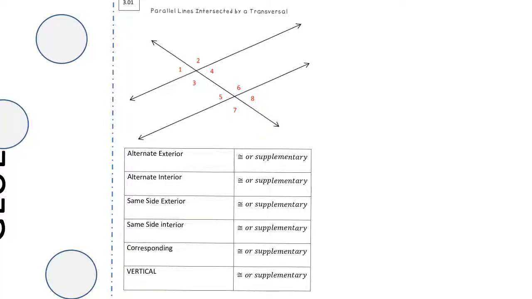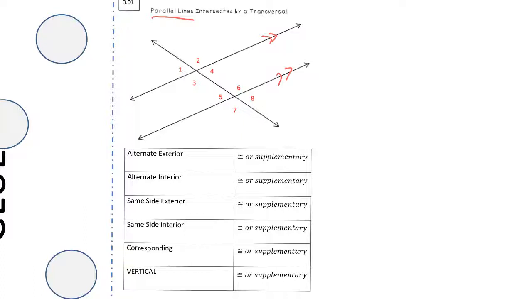Today we're going to talk about parallel lines cut by a transversal. And if I look here, the parallel lines are these two lines, so this one and this one. And that little arrow that I just put on there shows these lines are parallel. You could also see it with two arrows or just one.